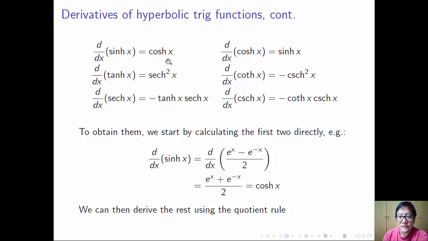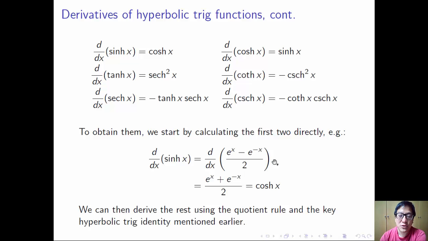Anyway, the point is, you can derive the derivative of cosh in a very similar way. And once you know the derivatives of sinh and cosh, you can use the definitions of tanh, cotanh, sech and cosech. Remember, tanh is sinh over cosh. If you use that in the quotient rule, you get that the derivative of tanh is sech squared, and so on. The rest can be derived using the quotient rule, and the key hyperbolic trig identity mentioned earlier, which is that cosh squared minus sinh squared is equal to 1. Anyway, there they are, and we leave it as an exercise for you to figure out all the other five formulas.